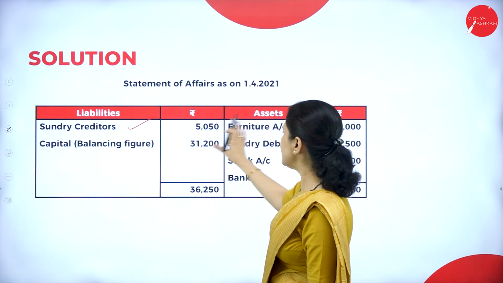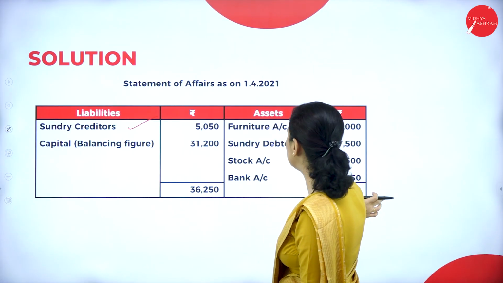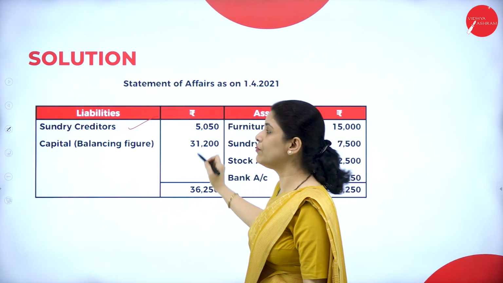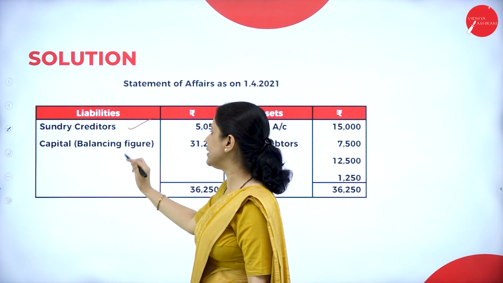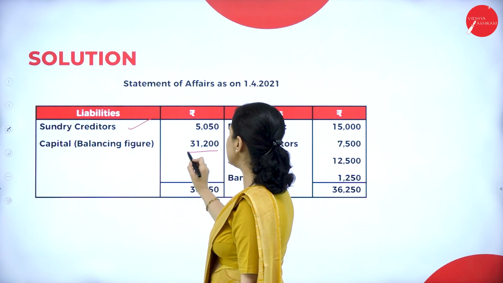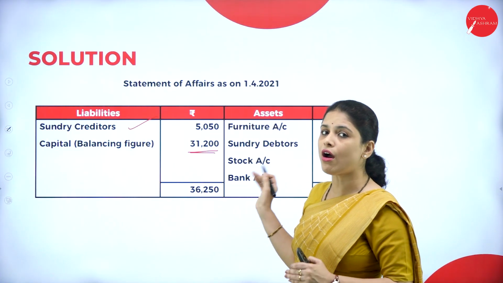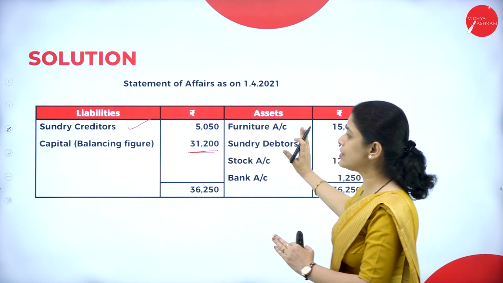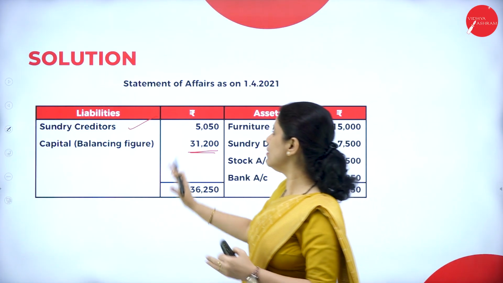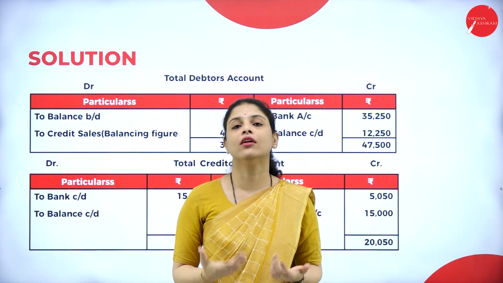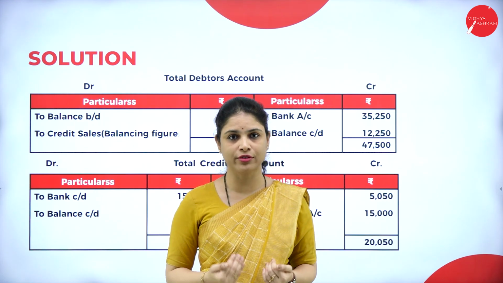36,250. And what is the difference? 36,250 minus 5,050. That is the capital, the balancing figure. This is 31,200. That is the capital of our organization. So what is the first step? Finding the capital. We already did it. We already did the statement of affairs to find out the capital account.